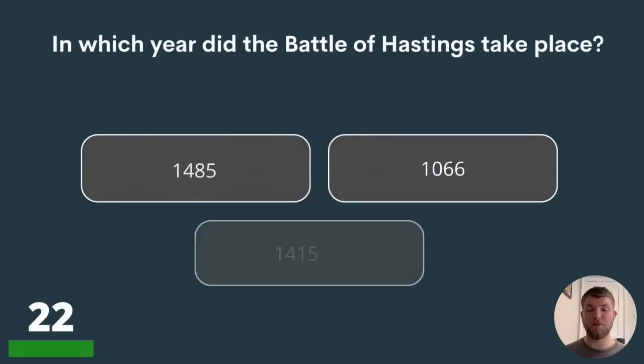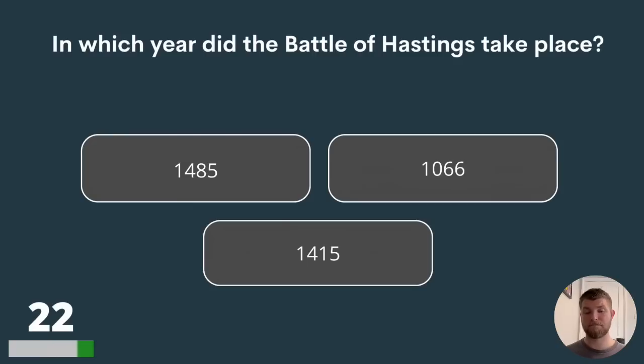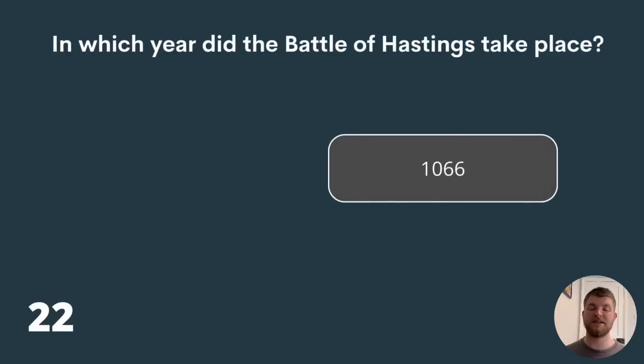22. In which year did the Battle of Hastings take place? 1485, 1066, or 1415? The answer is 1066.